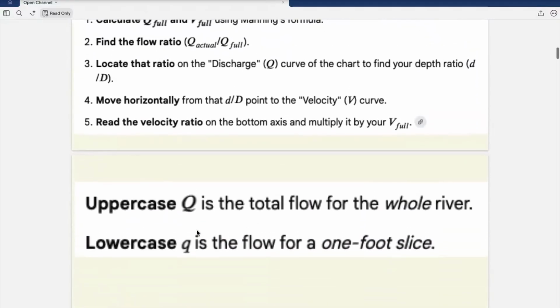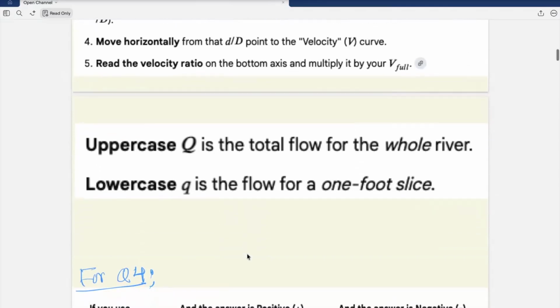And in one of the questions, there are slightly confusing terms, so I will talk about them first. Uppercase Q means the total flow of the whole river, which is discharge, whereas lowercase q means the flow for a 1 foot slice.